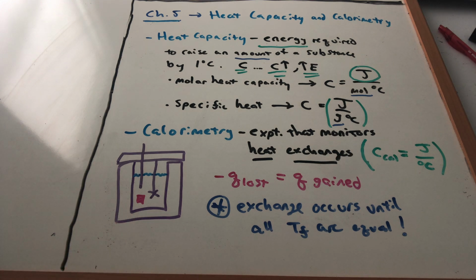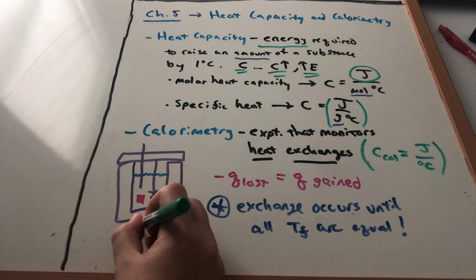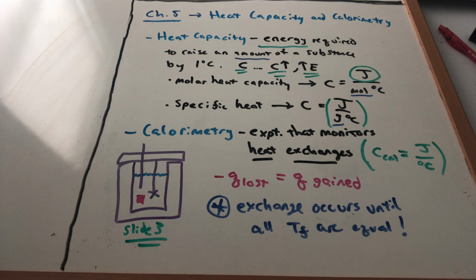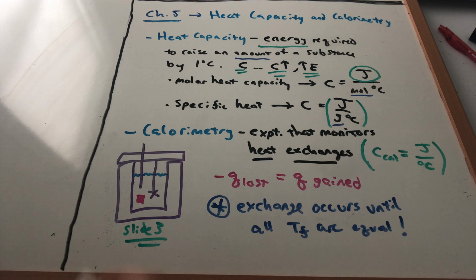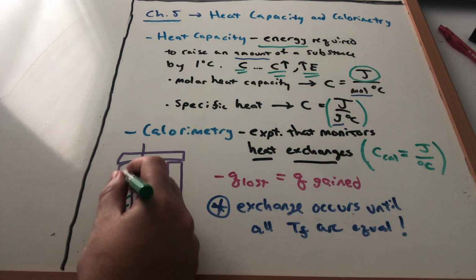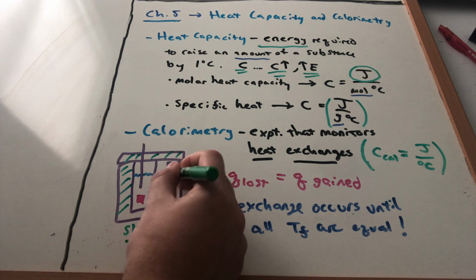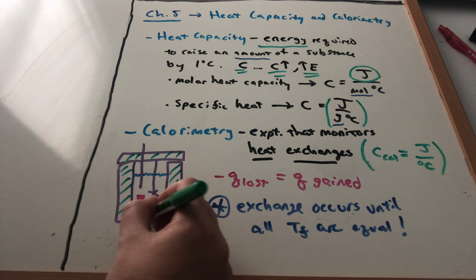So this is a simple drawing of a calorimeter. And actually, if you look at slide 3 in your chapter 5 slideshow, you'll see a better schematic of what a calorimeter looks like. These are generally what we call coffee cup calorimeters, because the whole idea behind calorimetry is we understand that things can have different temperatures and they can exchange heat. So calorimetry is always about running an experiment that monitors heat exchanges. The reason I call it a coffee cup is, a coffee cup is easy to hold because it's hard for heat to escape it.